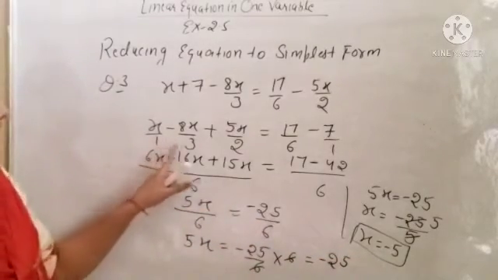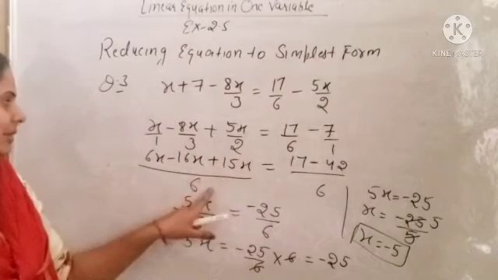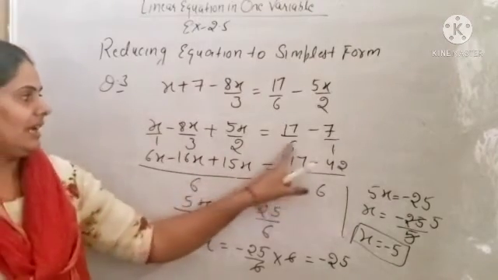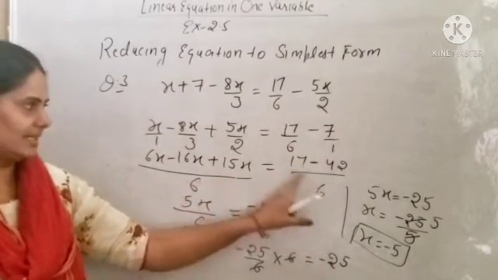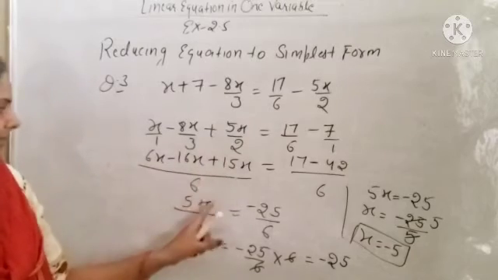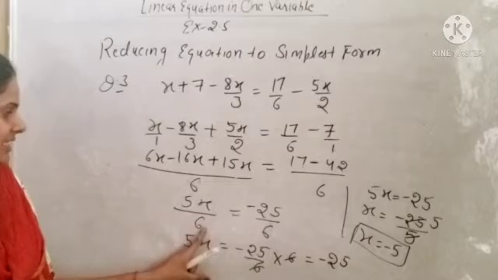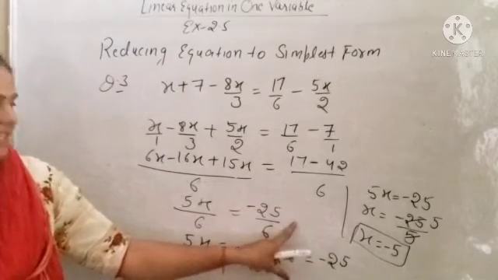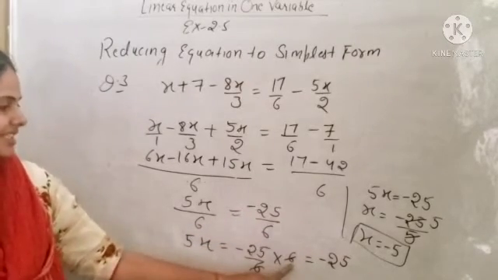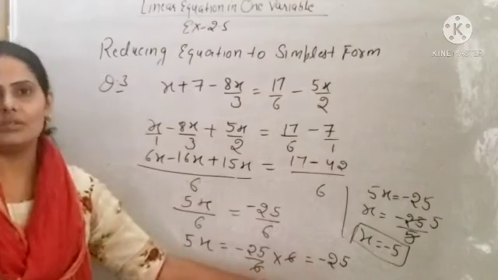You can see 1, 3, 2 in the denominators, so the LCM will be 6. On the right side also 6 and 1, the LCM will be 6, with 17 minus 42. Add and subtract, and you will get 5x upon 6 equals minus 25 upon 6. Now 6 is in division, so it will come to the right hand side in multiplication. 6 and 6 cancel out, so what is left is minus 25.